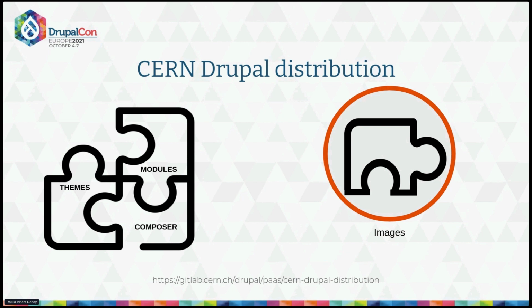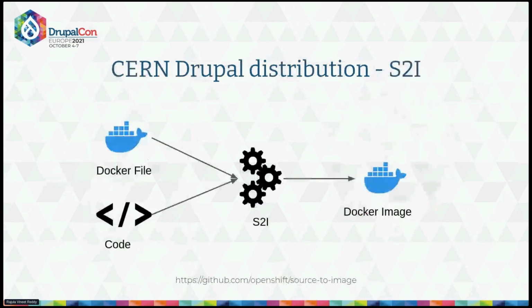First of all, we have source to image. Source to image allows users to create their own images based on our base image, and we can easily deploy it to our own infrastructure without losing any of our features and allowing users to have their customization.